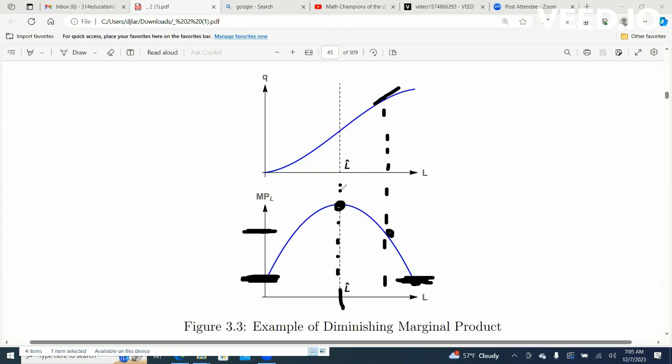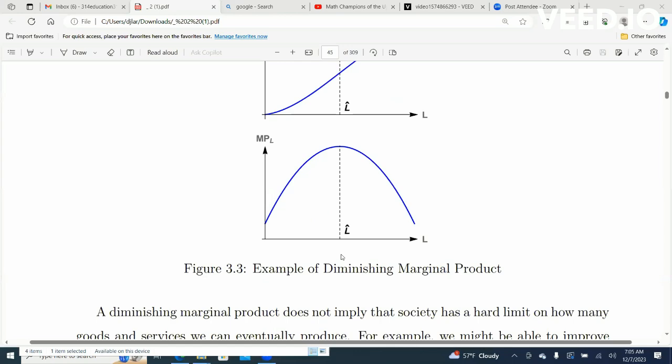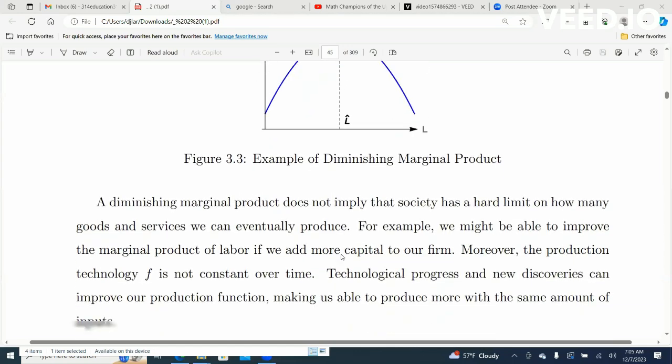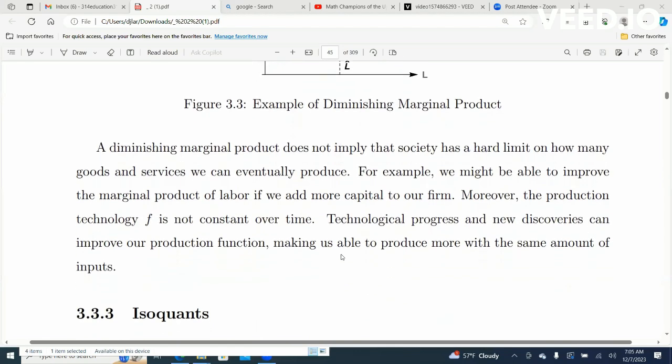But please always remember that the derivative is the slope. So the slope there is the Y value for the derivative. Just remember the obvious. That's always from calculus. Okay, so the law of diminishing marginal returns is pretty obvious here.